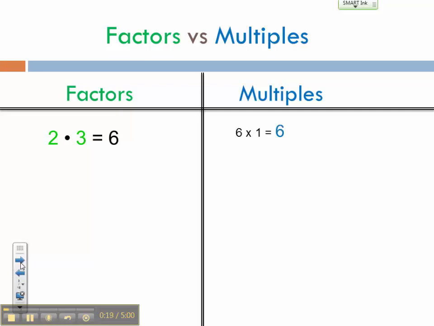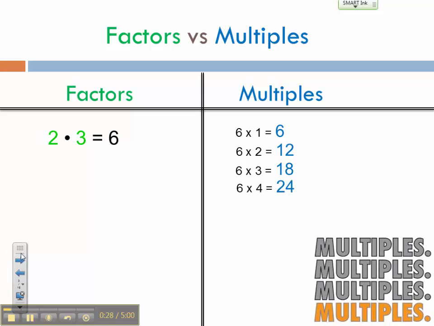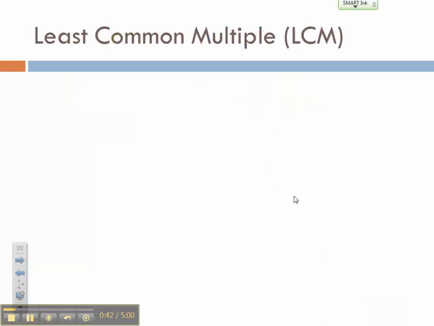If we want to count in multiples of 6, that means 1 6 is 6, 2 6s is 12, and so on, counting up by 6s. So check the difference. Factors are numbers that multiply to give you a certain number. Multiples are numbers that you count by that same number. So these are factors of 6. The blue is multiples of 6.